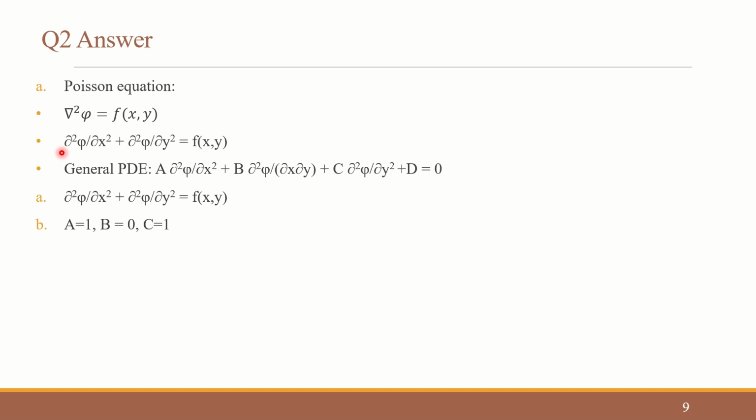So in our case, b is 0, so b square minus 4ac is 0 minus 4 into a into c, which gives minus 4. So since it is less than 0, it is elliptic. I hope it is clear now. If you want, take a minute. We will see the next problem then.